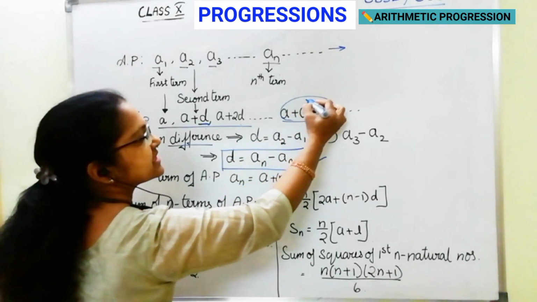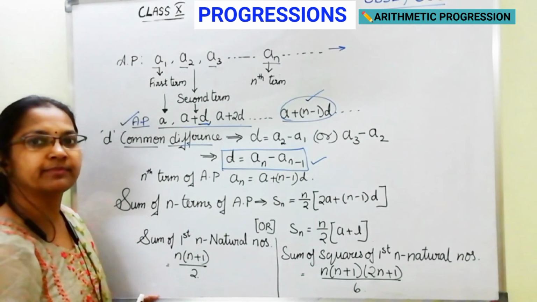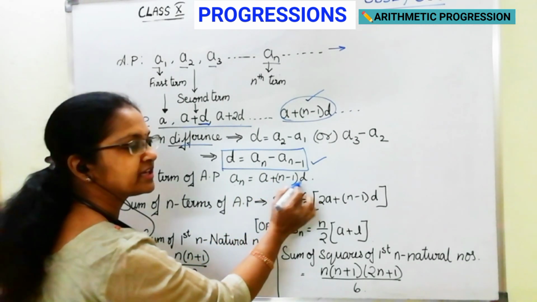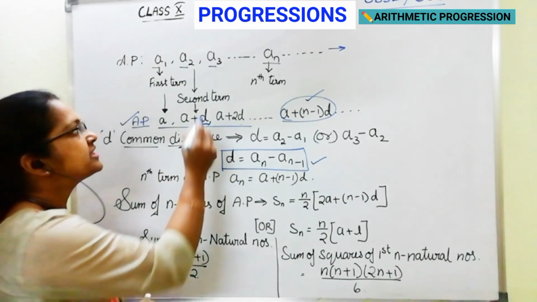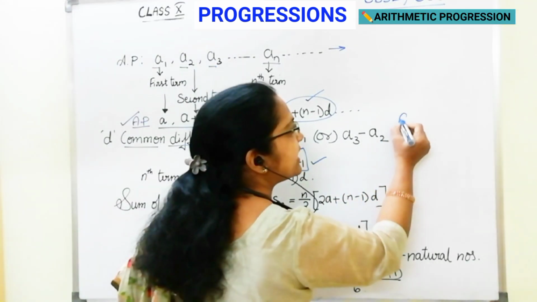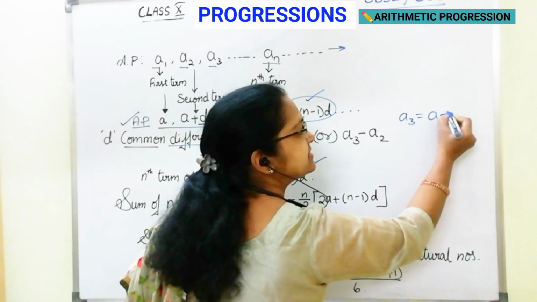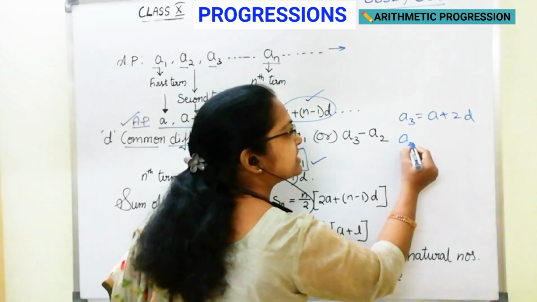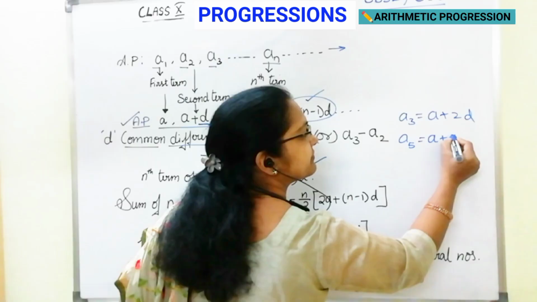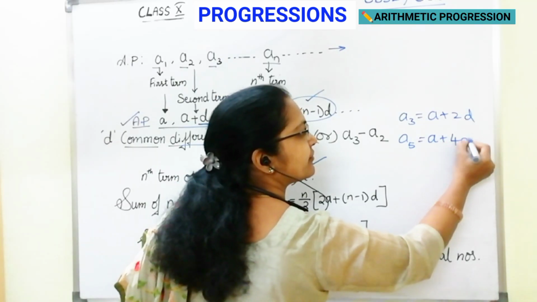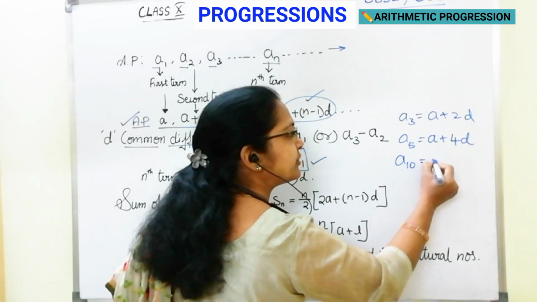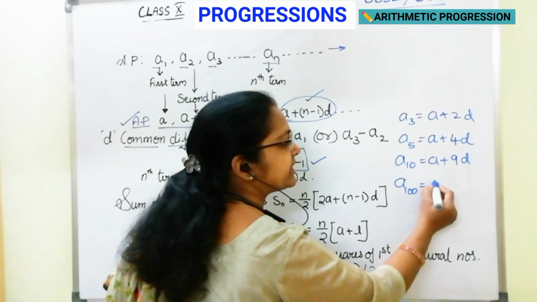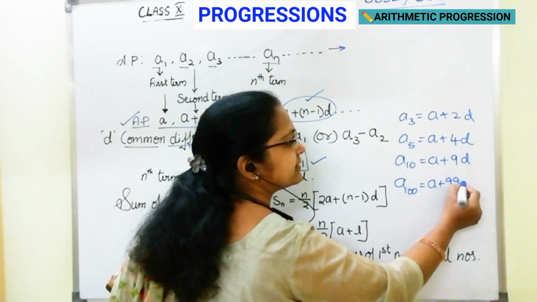Nth term, as I explained, if you randomly pick up any term, it will be An is equal to A plus n minus 1 into D. For example, A3 is equal to A plus 2D. That is, 1 is less. A5 is equal to A plus 4D. A10 is equal to A plus 9D. If I say A100, it will be A plus 99D.